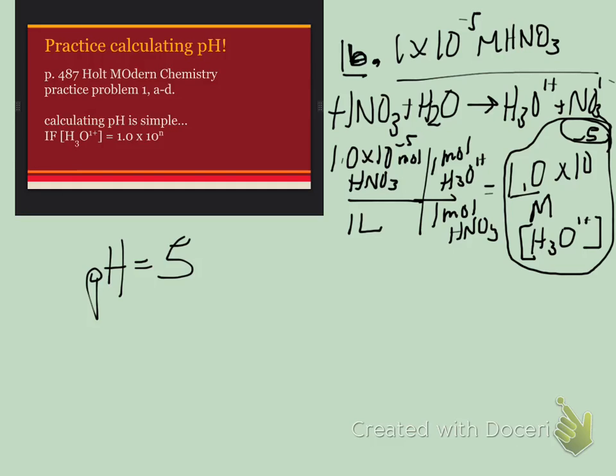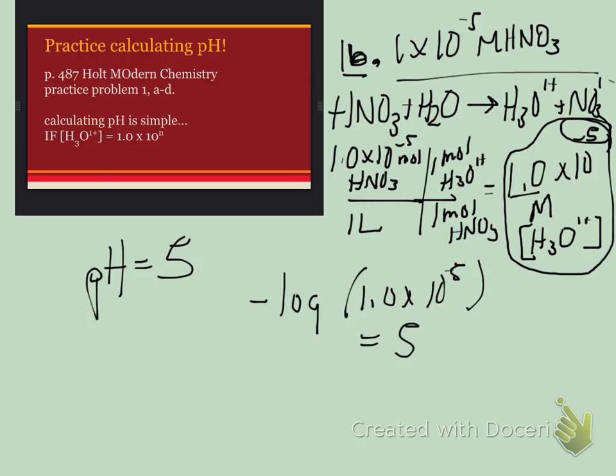So if we were entering this in the calculator, we would do what? Negative log 1.0 times 10 to the negative 5th, close parentheses, and that would give us an answer of 5. On purpose. All right. Obviously, if you were given one like sodium hydroxide or potassium hydroxide where it generated hydroxide ions, you would have to use Kw equals and algebraically solve for hydronium.